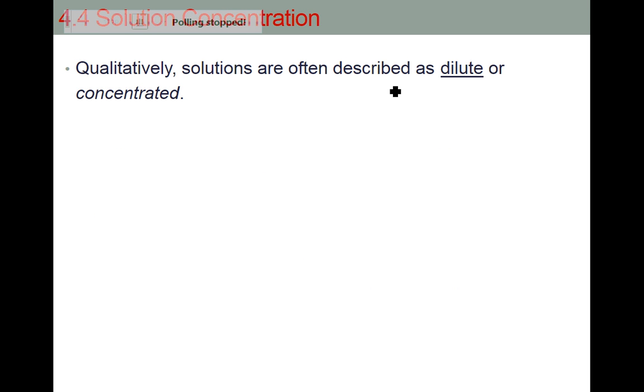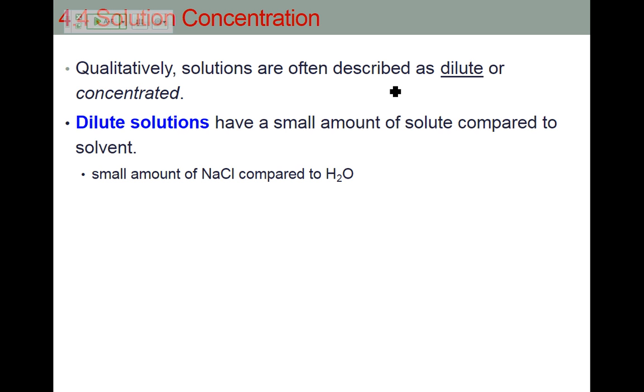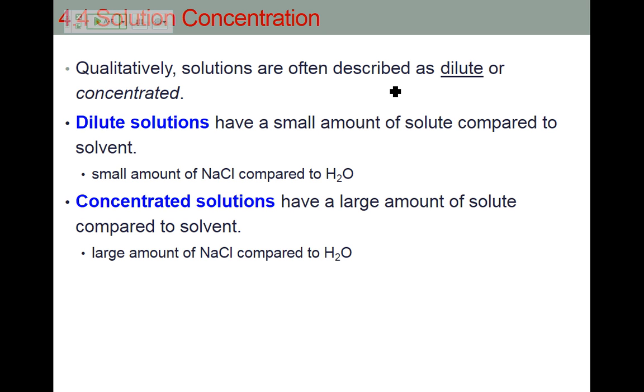So, of course, solutions are often described as dilute or concentrated. And the more concentrated, that means the more solute you have versus solvent. That makes sense. So dilute solutions have a small amount of solute when you compare that to solvent, versus a concentrated solution has more. Where that distinction is between dilute and concentrated isn't quite clear, so this isn't the best way to explain a solution.